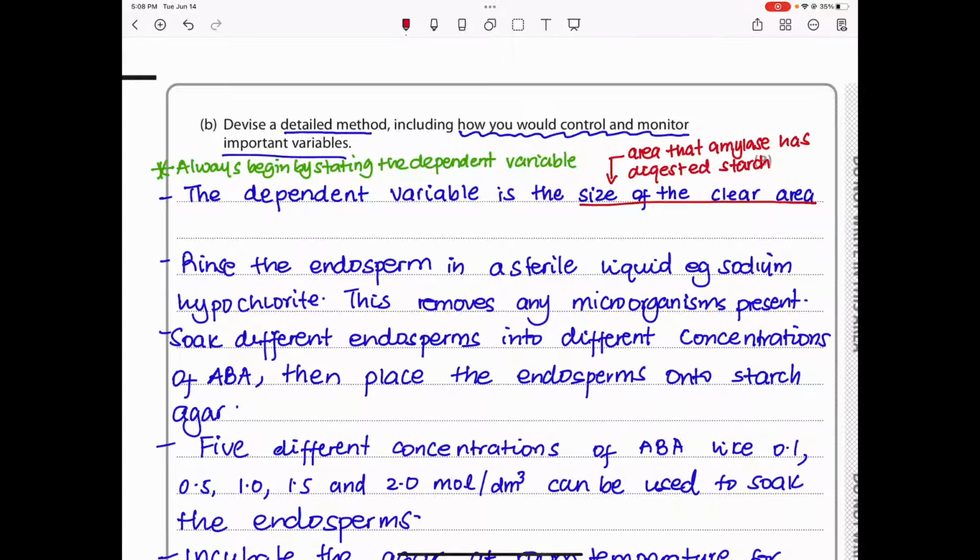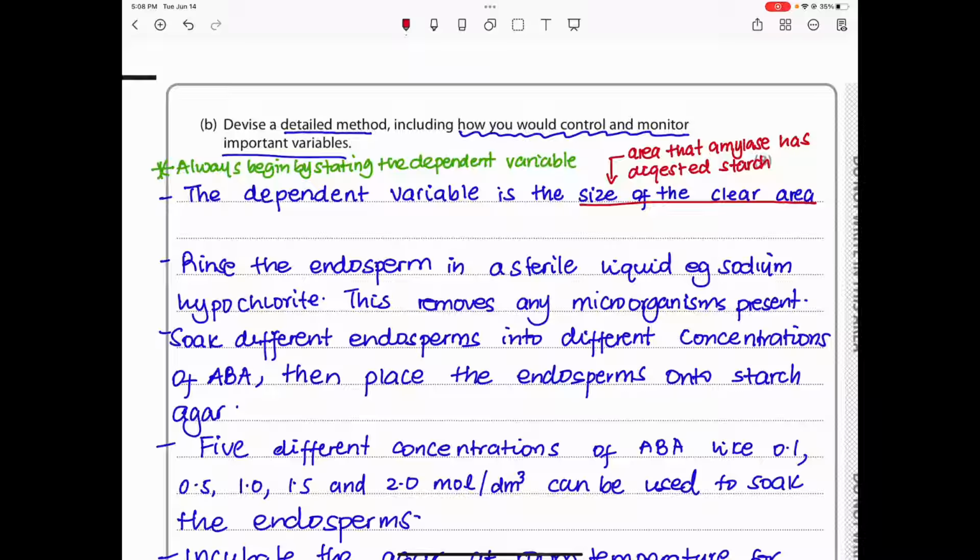So the next part says, devise a detailed method including how you would control and monitor the important variables. Here, the dependent variable is the size of the clear area, meaning the area that has been digested, the area where starch has been broken down by amylase. And then what we have to do is wash the endosperm, or rinse it, in a sterile liquid like sodium hypochlorite. Here we will ensure that any glucose that is being produced is not used up by other microorganisms, leaving us with a lower concentration of glucose than we actually should have. So conditions have to be sterile.